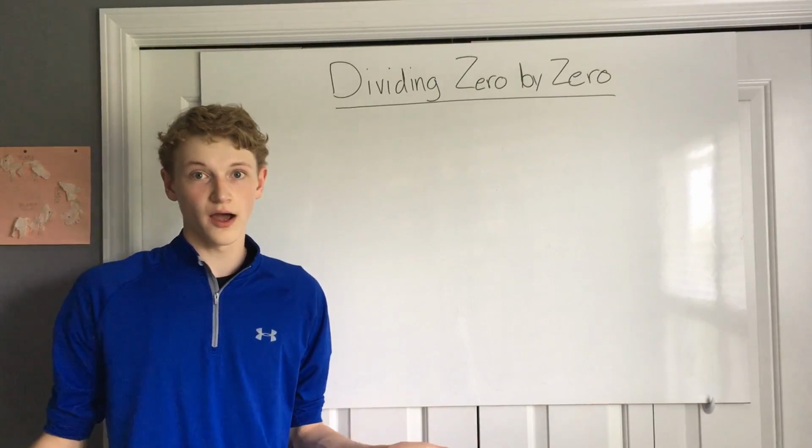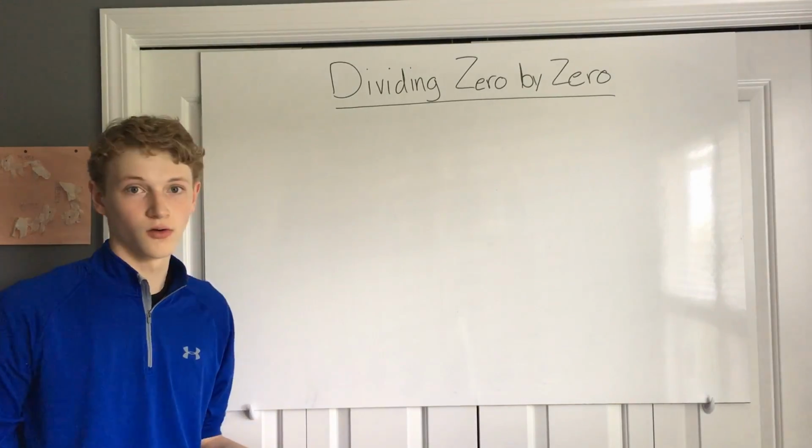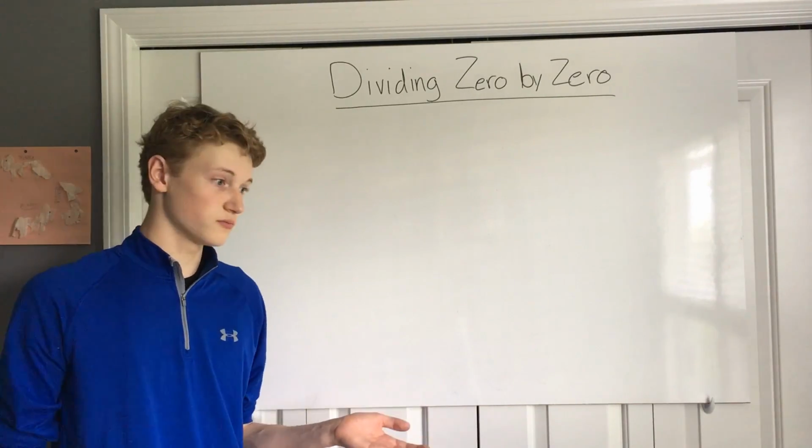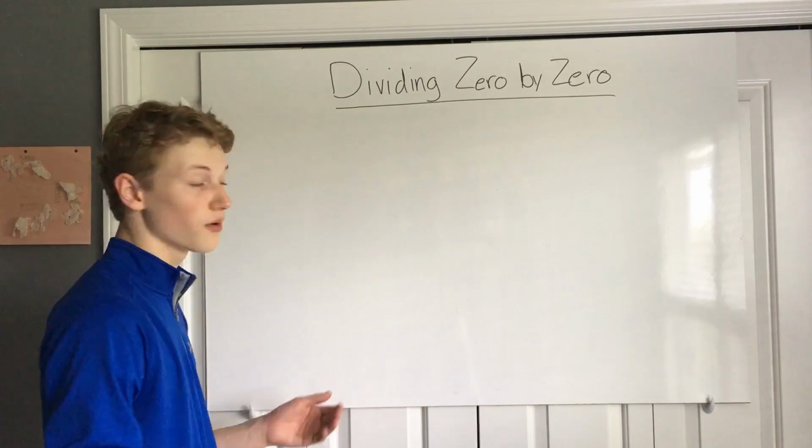So now let's talk about what happens when we try to divide 0 by 0. So let's look at some basic properties of algebra, or math even.